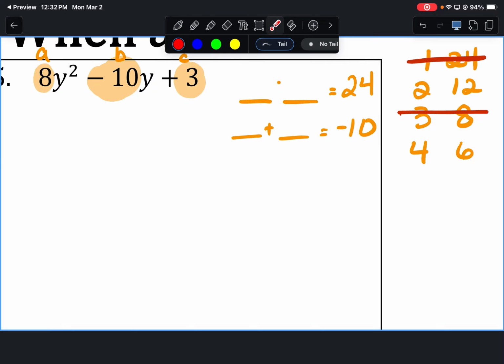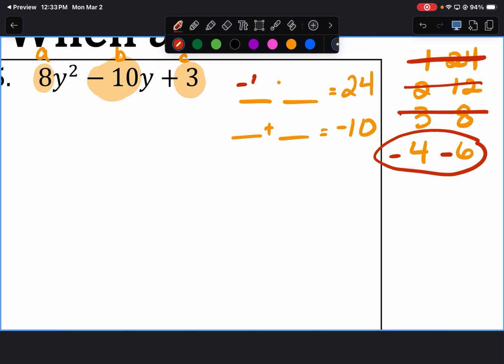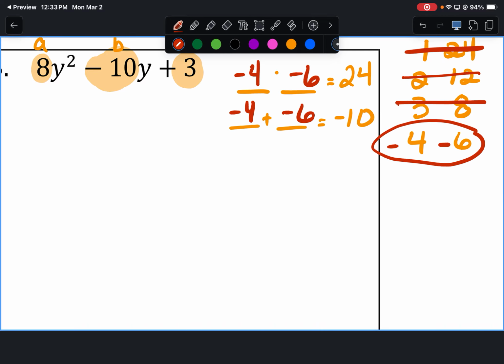But we have to pay attention to what we have here. So if we need to multiply to get a positive number and then add to get a negative, what signs do I need? Everything needs to be negative, right? If I make it negative 2 and negative 12, will I get 10? No. So it can't be that. What if I make both of these negative? Yes. That works. So we'll do negative 4, negative 6. And so now let's rewrite it. So how should I rewrite the next line? 8y squared minus 4y minus 6y plus 3.